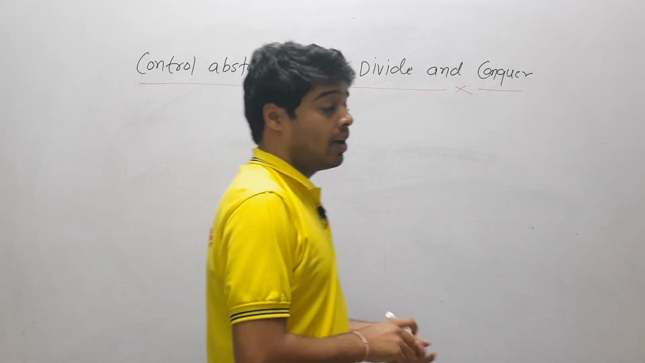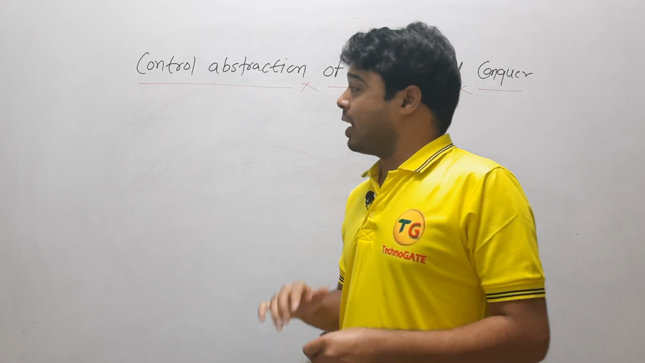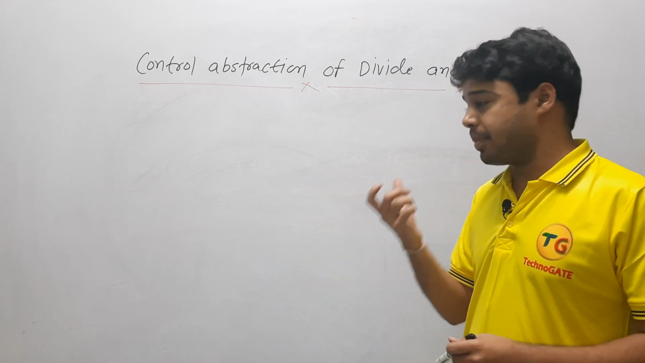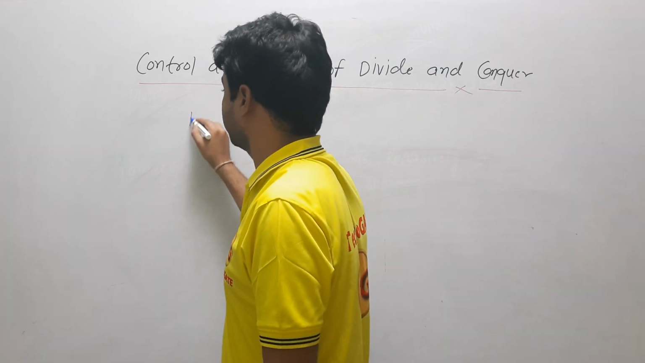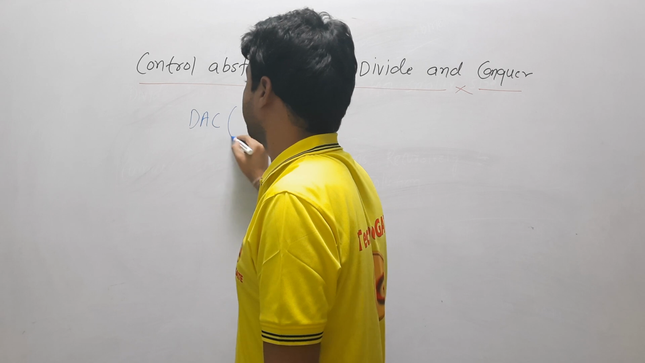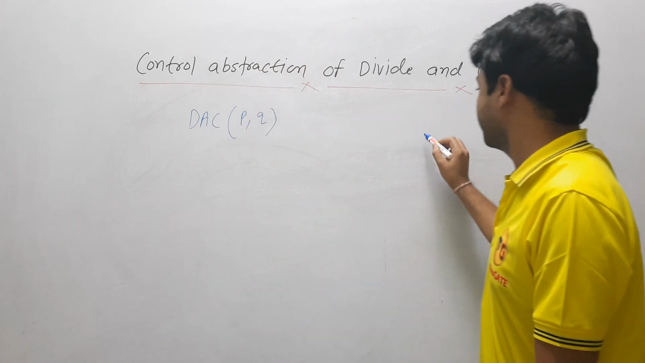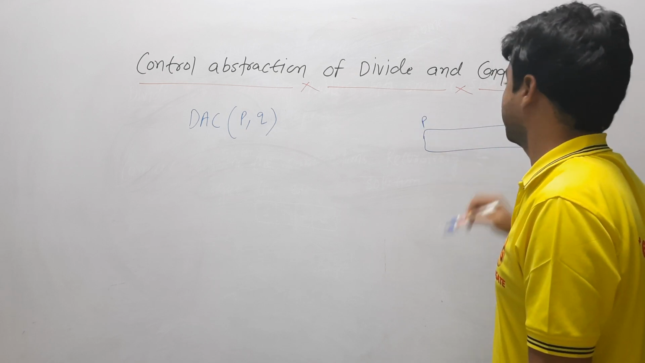So first of all, what will happen here? Whenever we divide the array, two indexes are required. So in the parameter passing, what parameters will we pass? Starting index and last index. So divide and conquer takes starting index and last index, P comma Q. Here, this is P and Q. So divide this one.